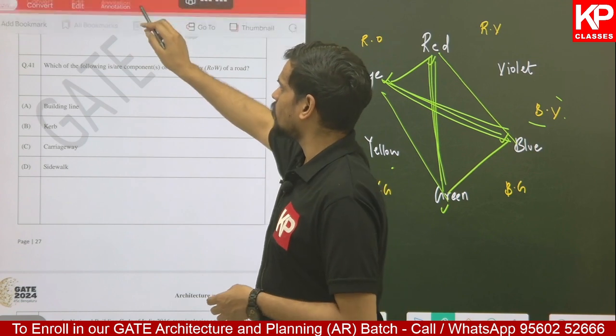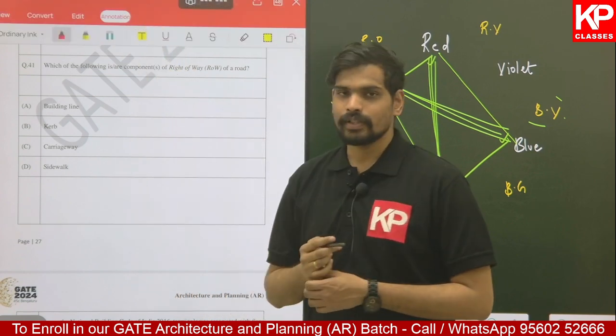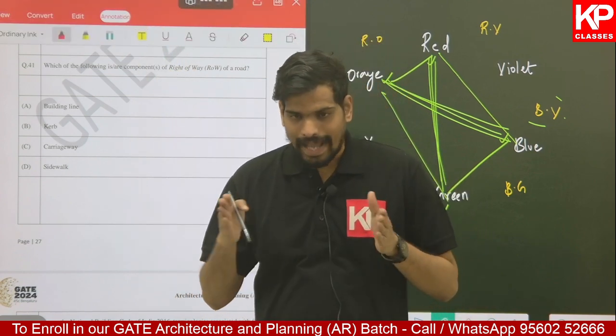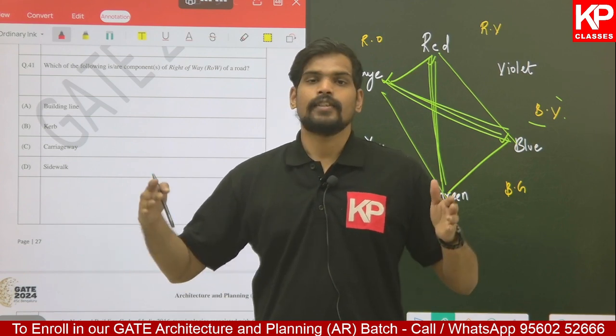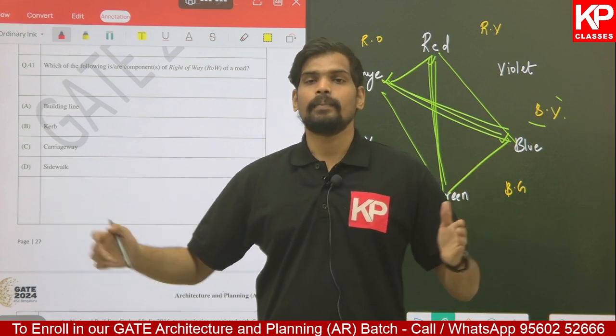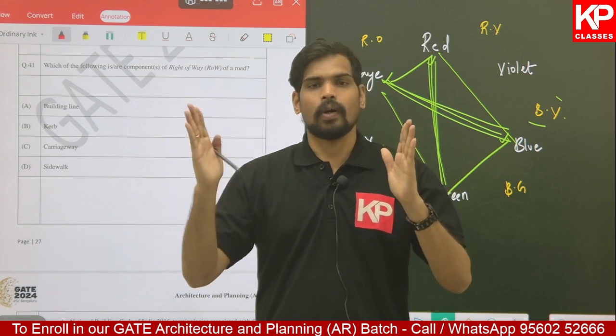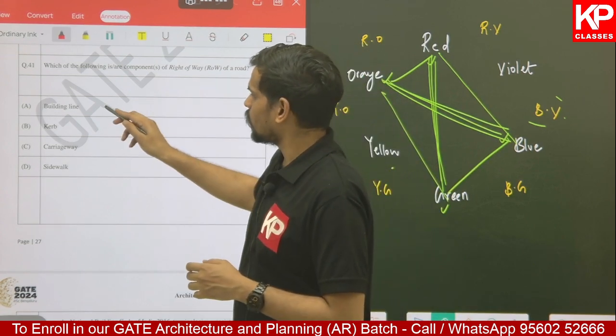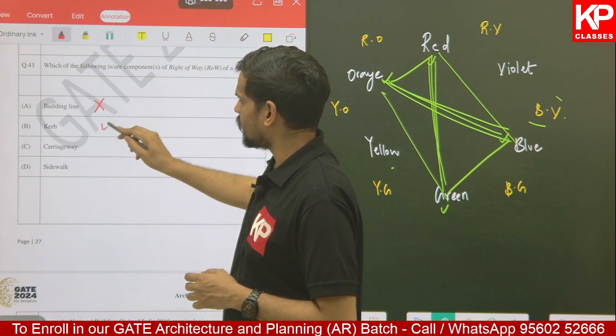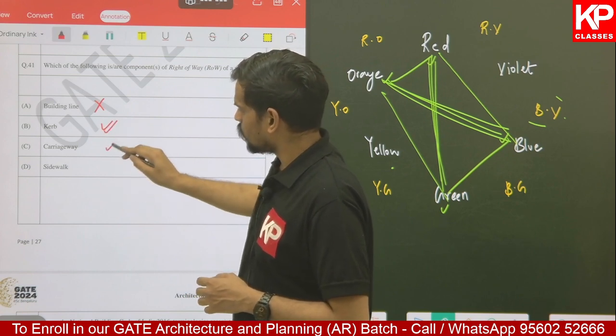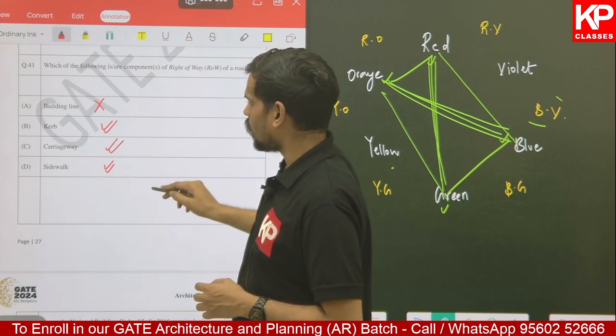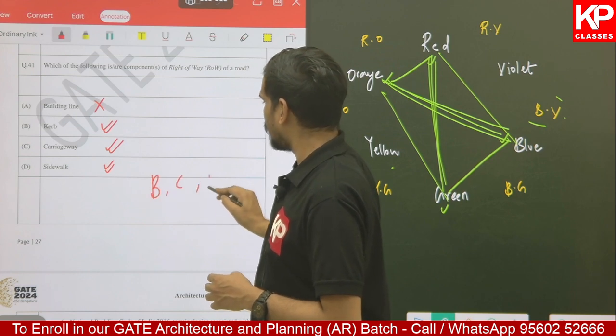Building line absolutely cannot be a part of the right of way, obviously. Right of way includes the carriageway, the shoulders, the sidewalks and till the curb line. What is right of way? It is curb to curb. So basically it does not have building line. It does include curb. It does include carriageway. It does include sidewalk. So B, C and D.